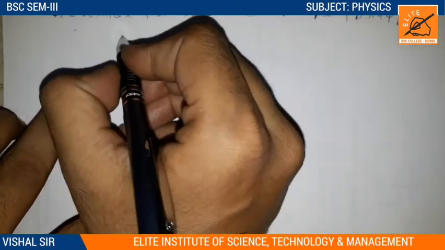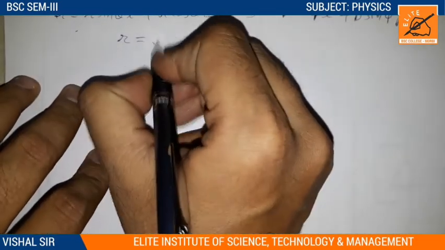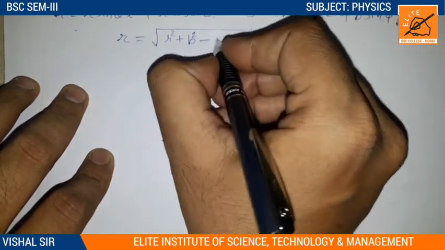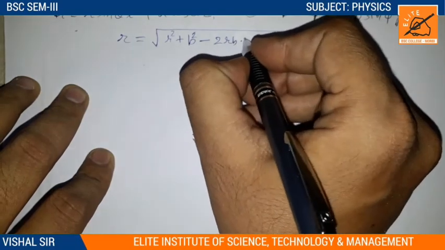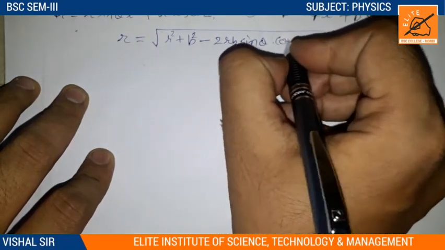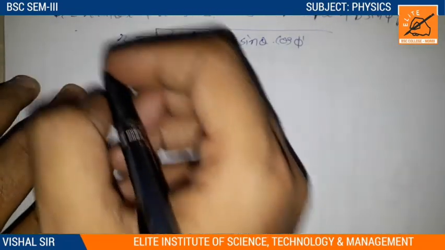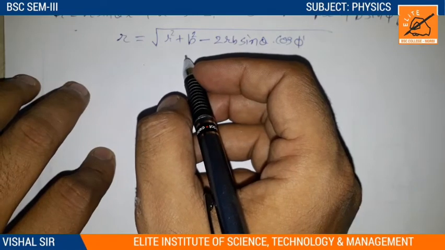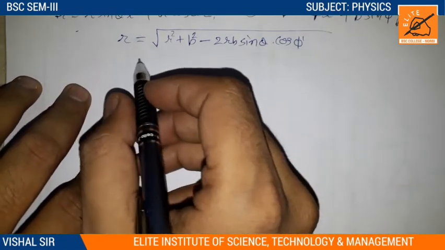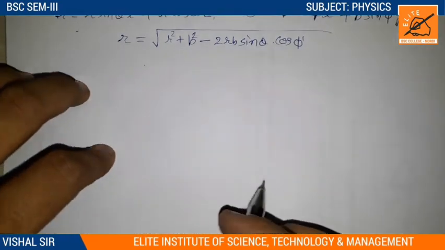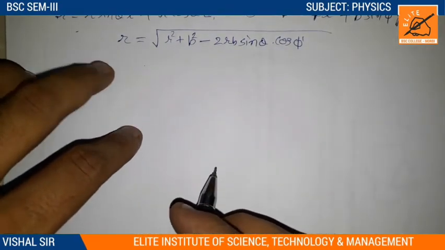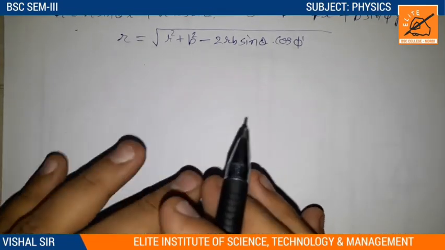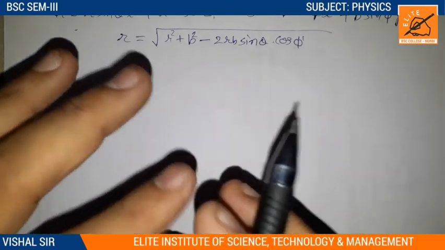So we can write from this r is equal to under root r square plus b square minus 2rb sin theta into cos phi dash. Okay, so this one will be r. For a perfect dipole, see, this is not a perfect dipole. Okay, so for perfect dipole we want the loop to be extremely small.